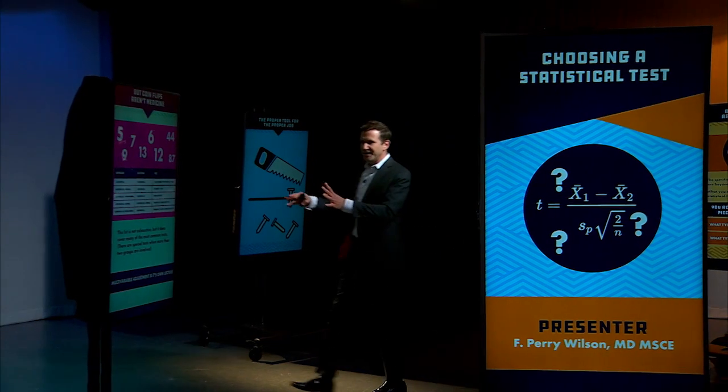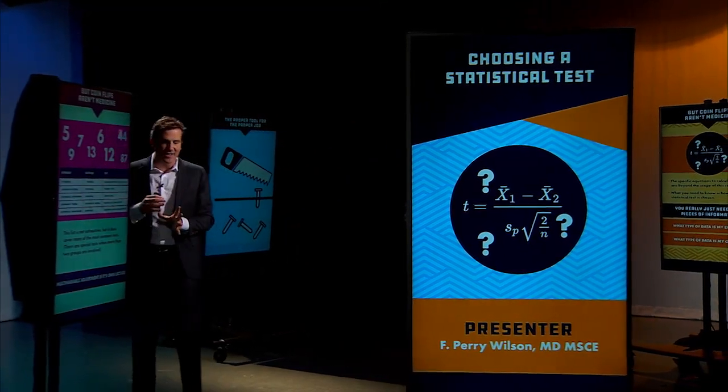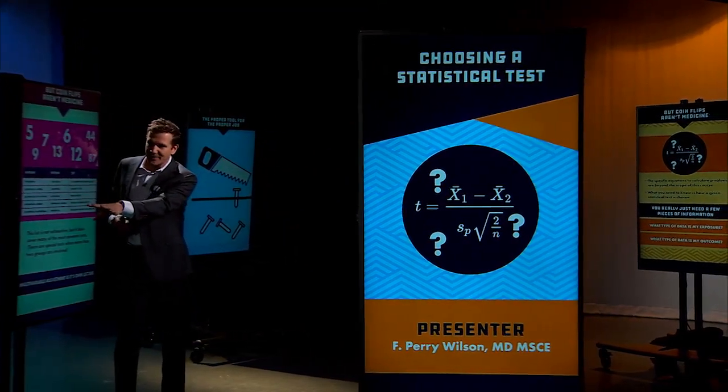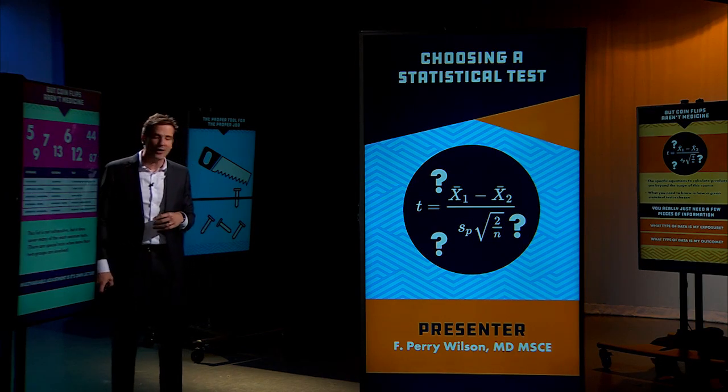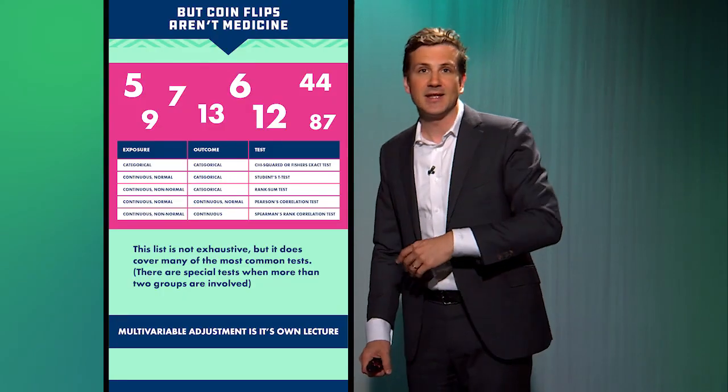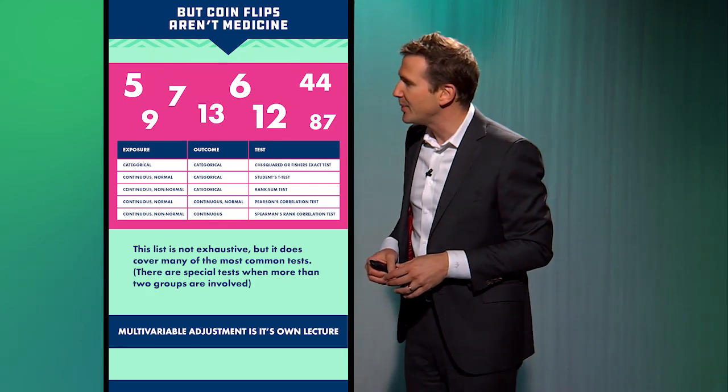So here is the master chart, okay? What I've done here is I've listed the types of data you can have for an exposure and the types of data you can have for an outcome, and listed a statistical test. And I'm going to give you some specific examples of all of these.